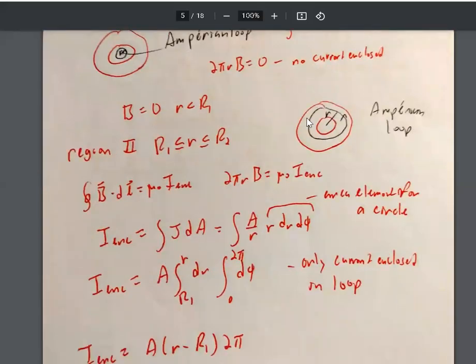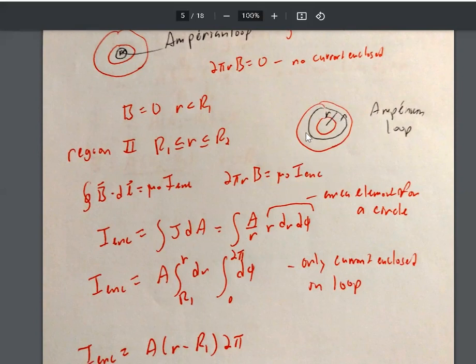All right, our second region is in between them. So we'll take our Amperian loop to be in between them, and we'll take it to be of radius lowercase r. And so we do effectively the same thing. Because of the symmetry here, this integral is just the length of our loop, which is 2 pi r, times the magnitude of the magnetic field. And this is equal to mu naught times the current enclosed.